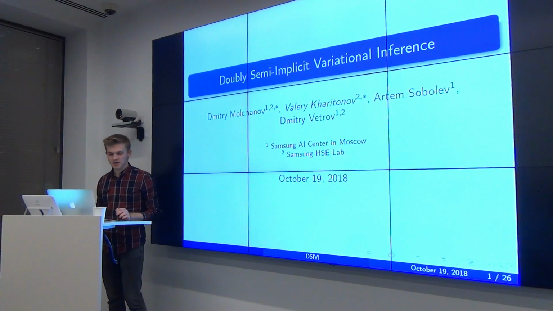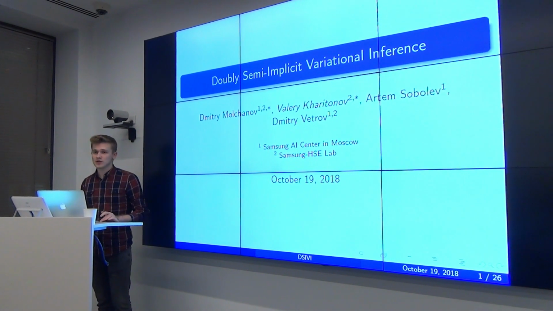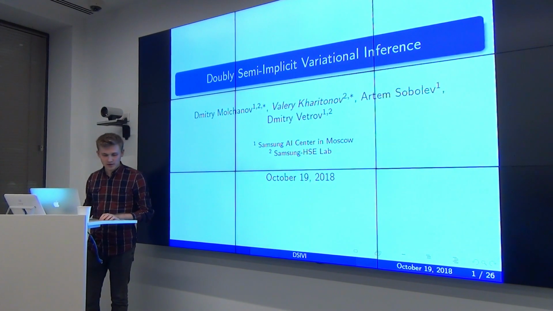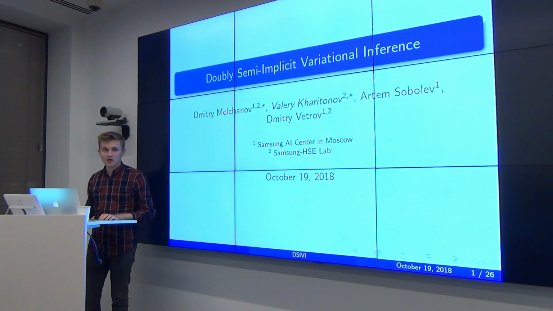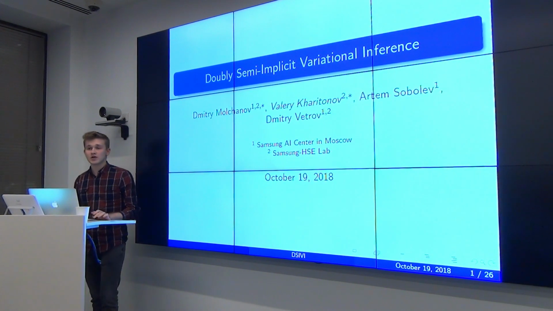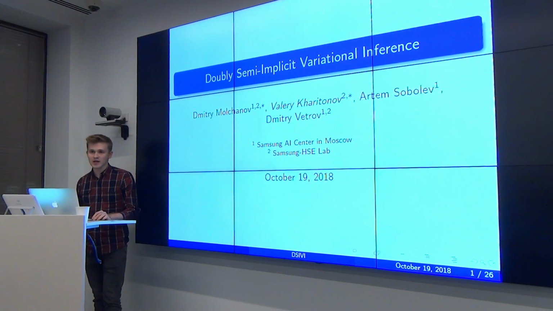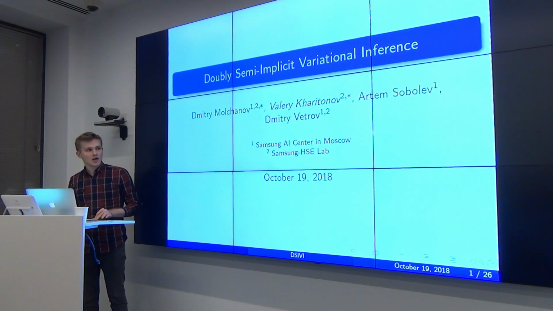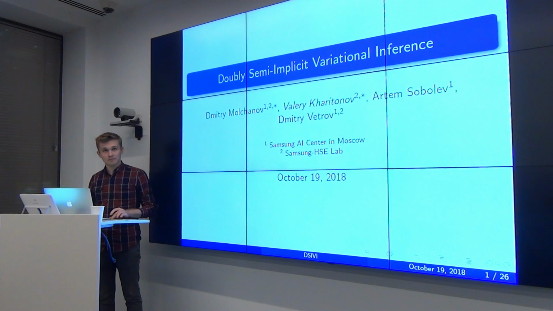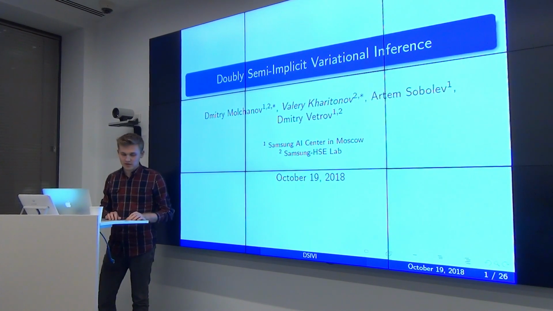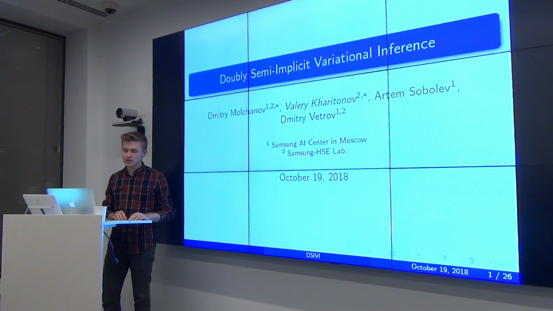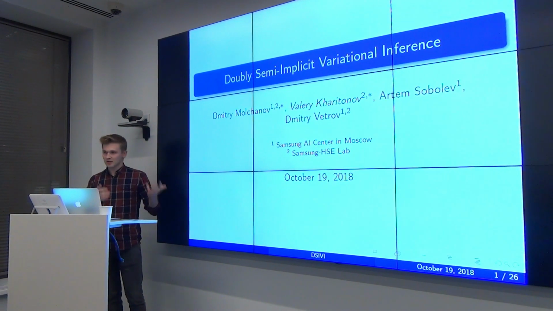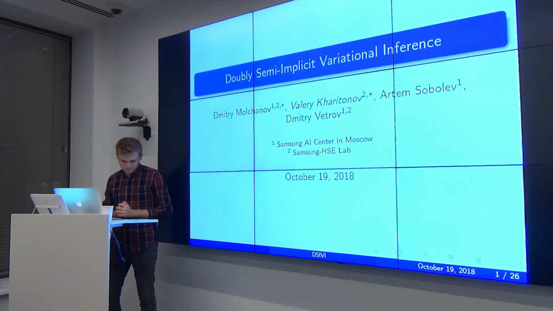Today's talk is going to be a follow-up to the first talk of our seminar this year, given by Dmitry Molchanov. Dima told us about variational inference with implicit distributions, and he described several methods for implicit variational inference. Today I'm going to add a couple of methods to that toolbox.